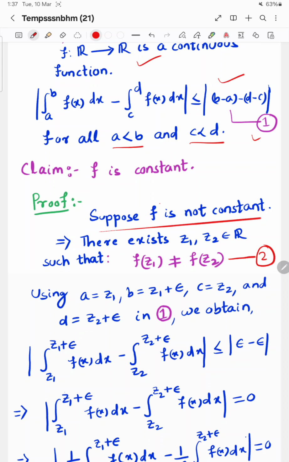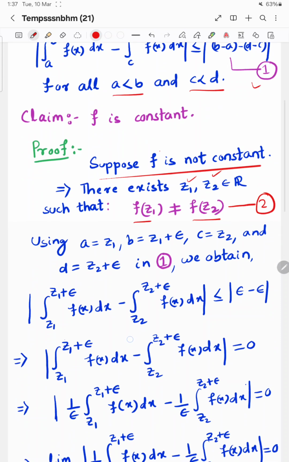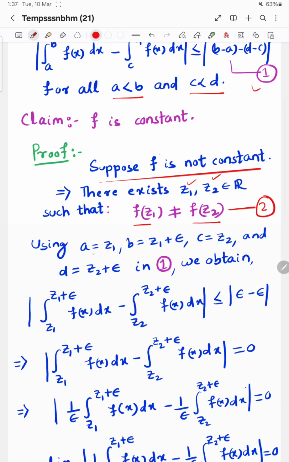f is not a constant function means what? We will get two real numbers z1 and z2 such that f of z1 is not equal to f of z2. Then we will consider a equal to z1, b equal to z1 plus epsilon, c equal to z2, and d equal to z2 plus epsilon, where epsilon is strictly greater than 0, a positive real number. Then we will plug these a, b, c, d values in equation 1. Then we will get this inequality, because b minus a is nothing but epsilon, and d minus c is also epsilon, so it gives epsilon minus epsilon.